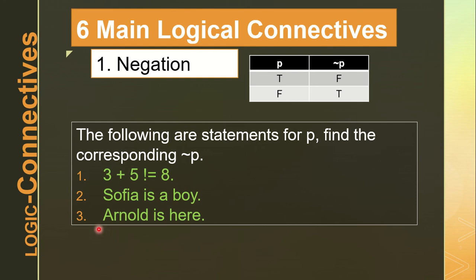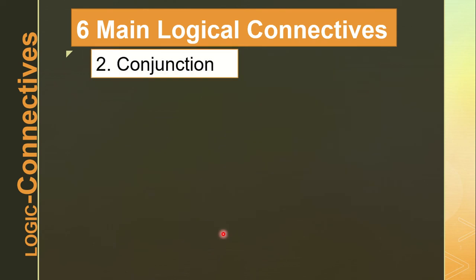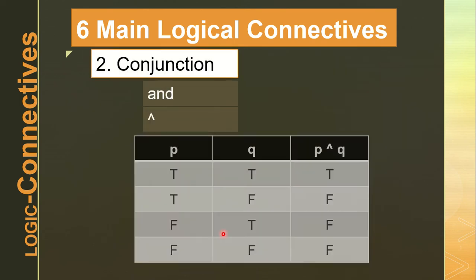So when we negate, Arnold is not here, so I don't have Arnold here. I know an Arnold, a friend, a colleague of mine, named Arnold, so he's not here where I am now. So it's a proposition or statement. Okay, we have conjunction.